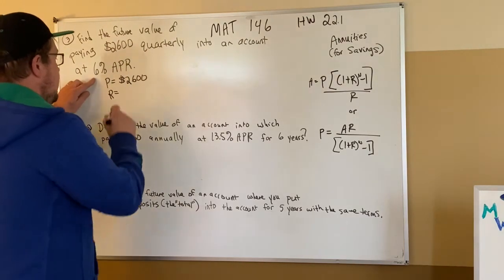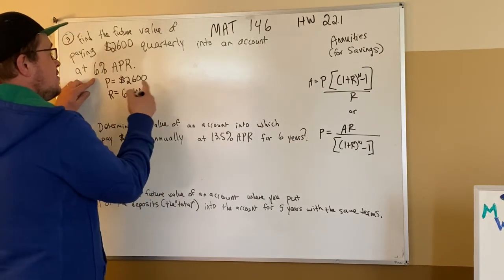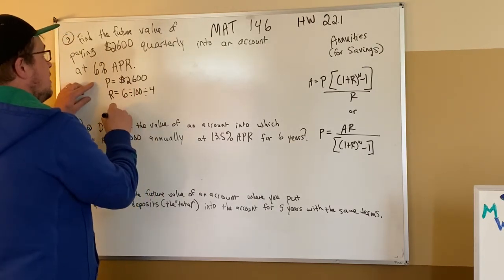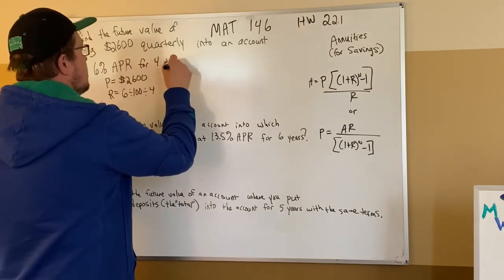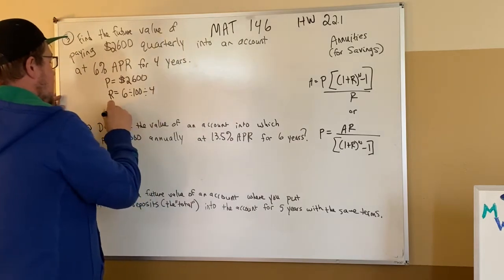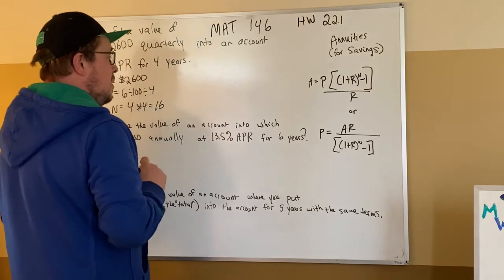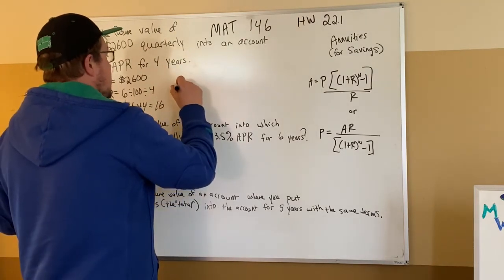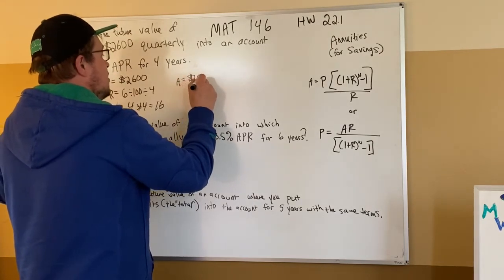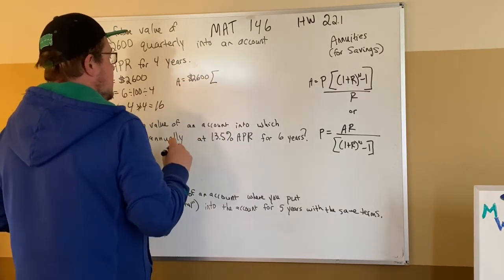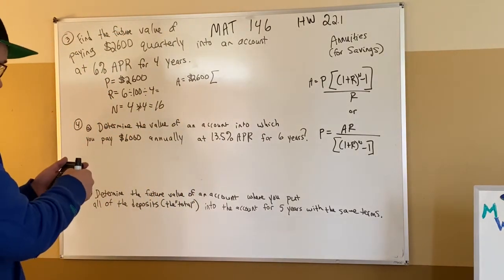How about capital R? R is 6% APR. So 6 divided by 100, that's for percent, and then it's done quarterly, so we'll divide by 4. And N is, this guy didn't say, for 4 years. So N is equal to 4 years times 4 quarters per year, for 16 payments. And now the account value in the future will be the 2,600 times the square brackets that contain this value.